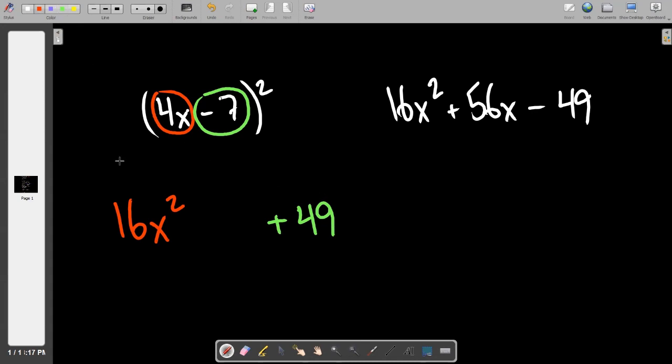Can I say that the red thing and the green thing will always be positive? Am I allowed to do that? Why can I say that? I realize this is boring as hell, but stay with me. I'm almost done. Why can I say that the thing in the front and the thing in the back will always be positive when I'm doing this process? Why?